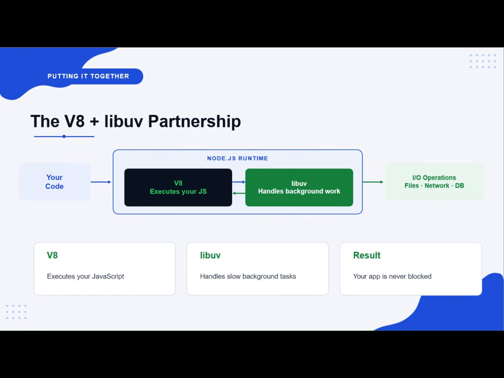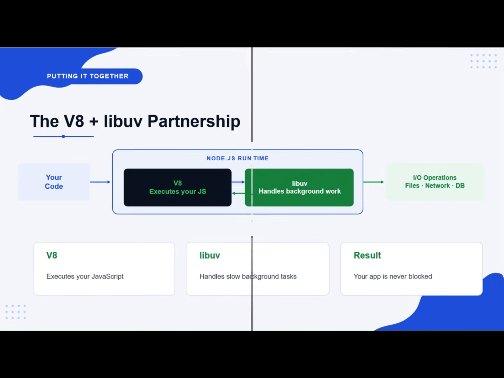This partnership is exactly why Node.js is so efficient. Your program never sits idle, waiting for slow operations. V8 keeps running your code, while libuv quietly works in the background.